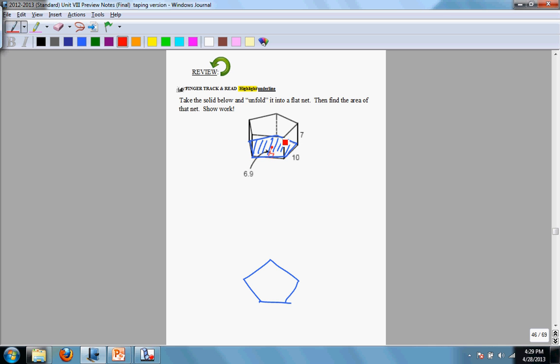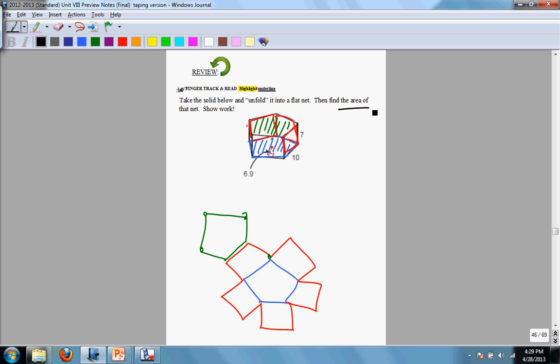And then connected to the base is 5 rectangles. So let's draw those. 1, 2, 3, 4, 5. And at the top, we have the other base. And it doesn't matter which one you hinge it to. So I'm going to hinge it here. That's going to be 1, 2, 3, 4, 5. And our goal here is to find the complete area of the net.